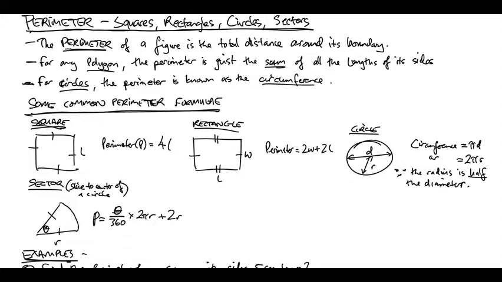Hopefully most of this is revision, but this is going to help you out with exercise 7.8.2. Probably use it as a refresher, okay? Just remember that the perimeter of a figure is the total distance around its boundary, whatever shape that is.